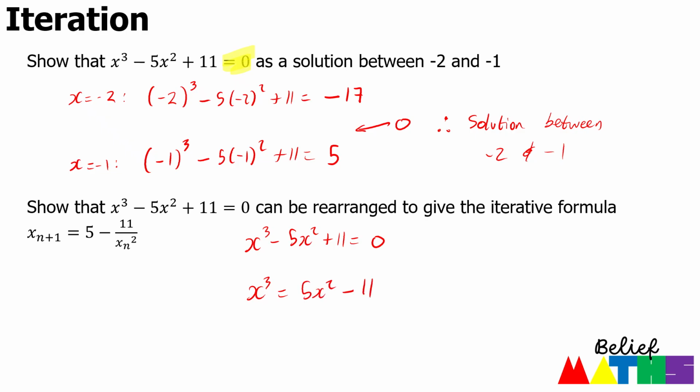Now you can see here there's a division by x squared under this 11, and that's what we're going to do here. We're going to divide all of the terms by x squared. When we divide them all by x squared, x cubed divided by x squared gives me x. The x squareds here cancel, that gives us 5 minus 11 over x squared, which gives us exactly what we expected here. We just have to change our notation to x n plus 1 and x n.